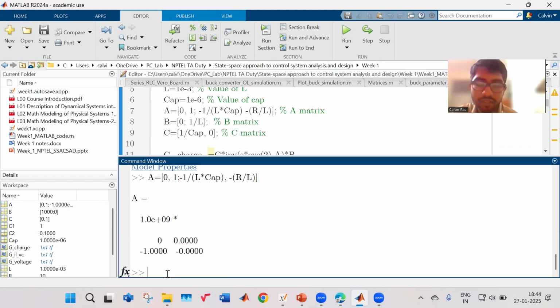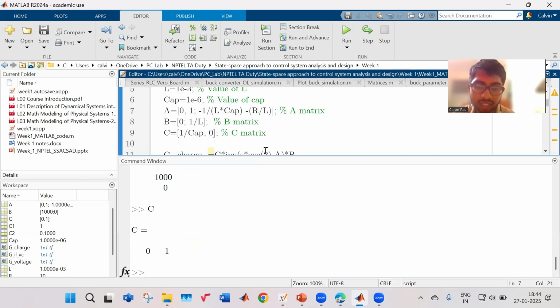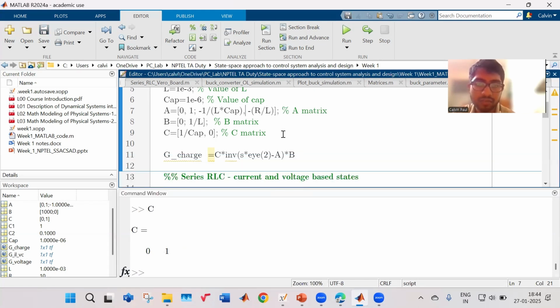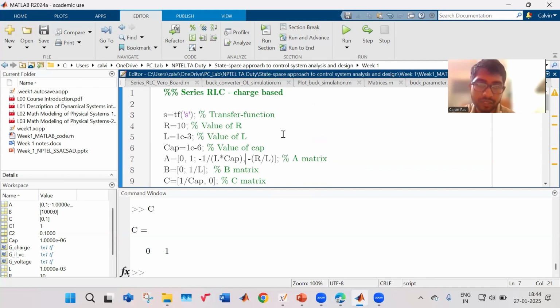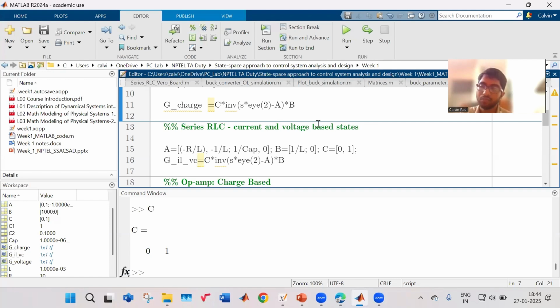Similarly, my B matrix is two rows, one column. My C matrix is one row, two columns. I just wanted to highlight how the matrices are written so that you don't make any mistake while writing them. Over here, I could have added a comma, but it still accepted it like that. So these are the matrices, and thus we have verified that both of them are equivalent. The transfer function remains the same, only the state space representation is different.